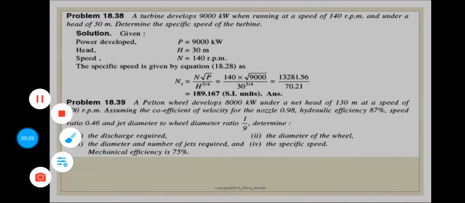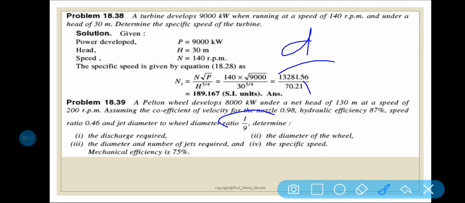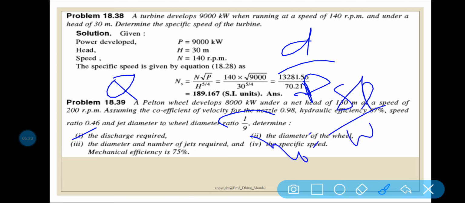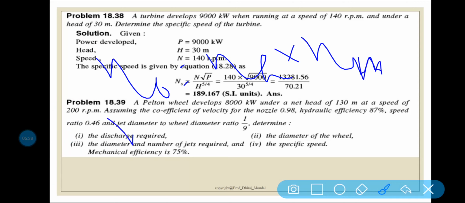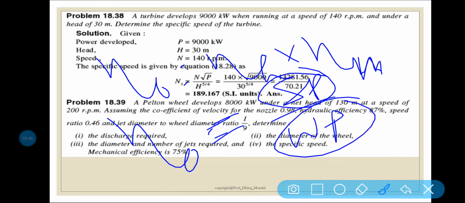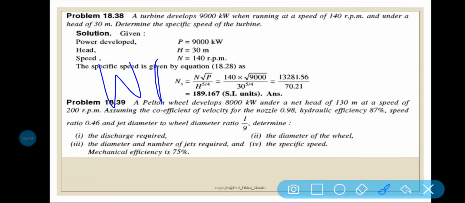In this problem you can find it easily, because d by D is given. Now what you need to find out is the discharge Q. We know that the overall efficiency is shaft power by water power. But here the mechanical efficiency is given, and the hydraulic efficiency is also given. The overall efficiency is equal to hydraulic efficiency into mechanical efficiency, so ultimately you can get the overall efficiency. The overall efficiency equals shaft power by water power, and the shaft power is given as 8,000 kilowatt. Water power you need to find out. So water power is equal to what we can write?